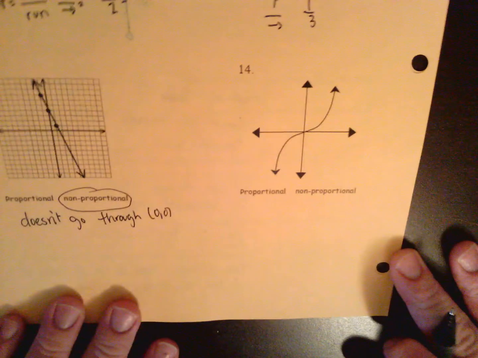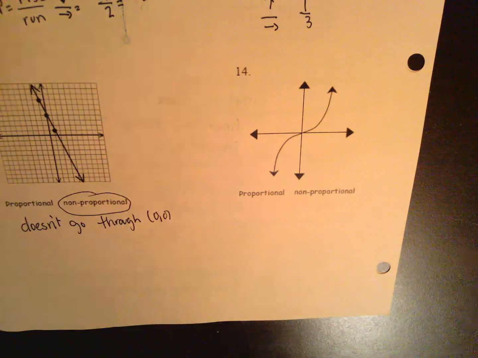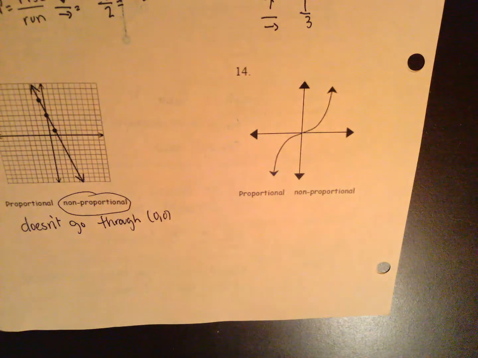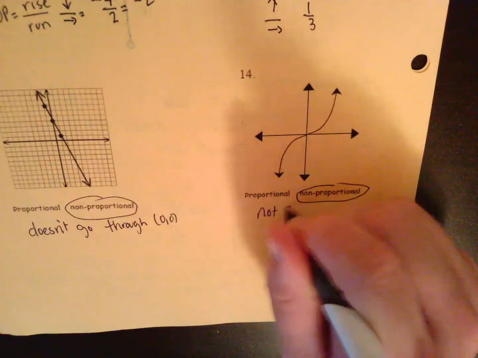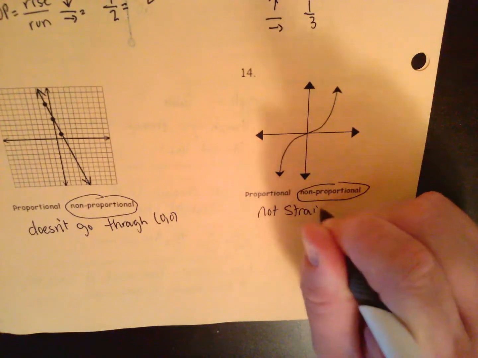Number 14. Does it go through 0, 0? Yes, it does. Is it straight? No, it's not. It's non-proportional. And all I have to say is it's not a straight line.